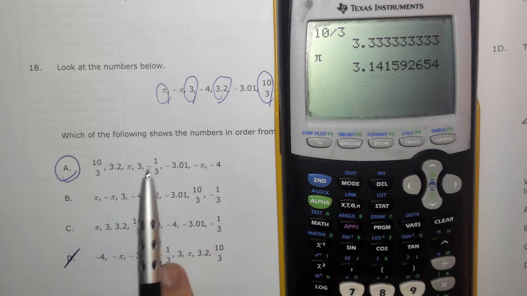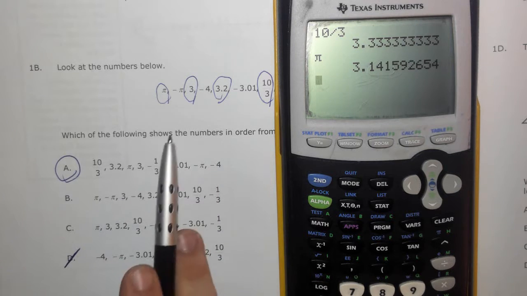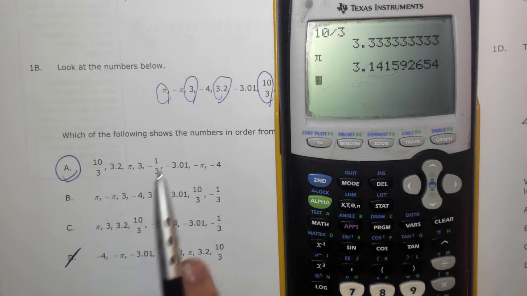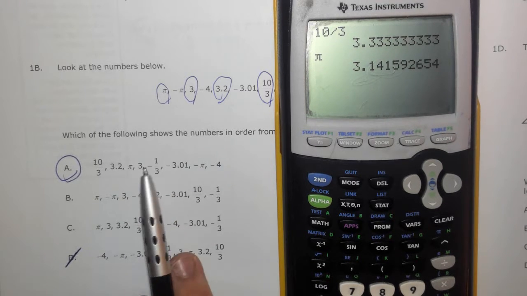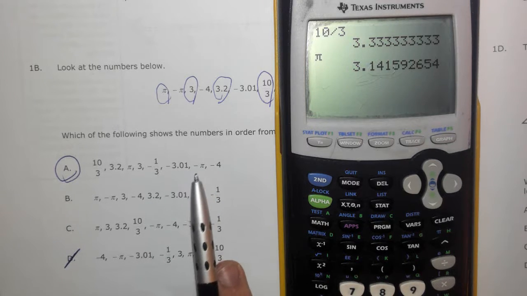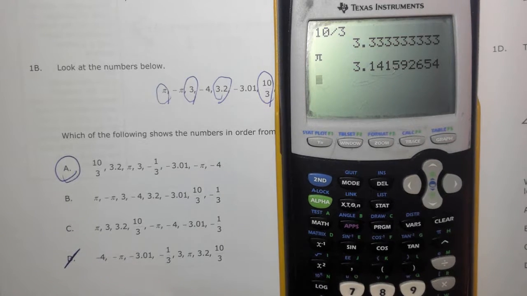And then we would go into our negative numbers. Remember, the smaller the negative number, the greater it is. So negative 1/3 is negative 0.3 repeating. Then we have this, which is greater than negative 3.14. And then finally we have negative 4.